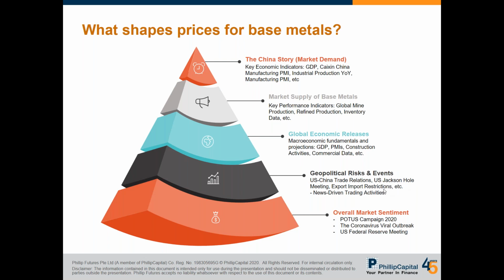Of course, export and import restrictions on countries that produce or purchase a lot of commodities will also affect prices. Basically, news-driven trading activities help to drive trading and move prices very fast and aggressively as investors take on speculative stances. I think these are the three likely points that will shape the overall market sentiment for prices in base metals as you move on in 2021: the US election in November, the coronavirus outbreak which shaped prices in the first part and what's going to happen next, and of course the Fed meeting and the interest rates, where is it going?